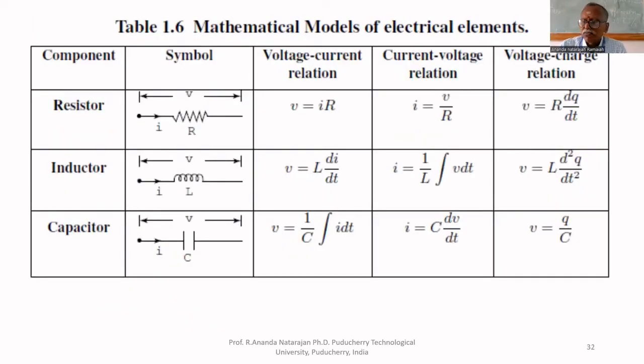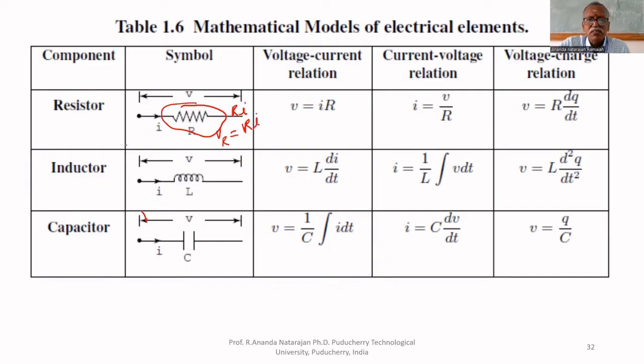This is for the electrical system. As far as the electrical system is concerned, if it is a resistor, we can write the equation for voltage across the resistor. What is the voltage across the resistor? I multiplied by R. R is constant, I is variable. So the voltage across the resistor, VR, equals Ri.